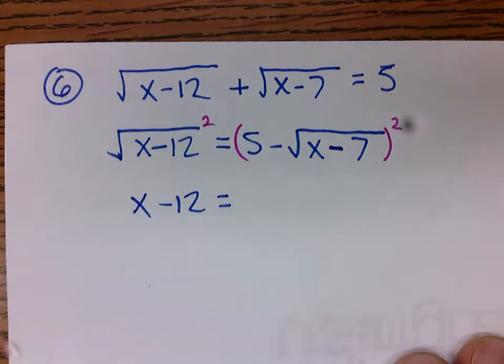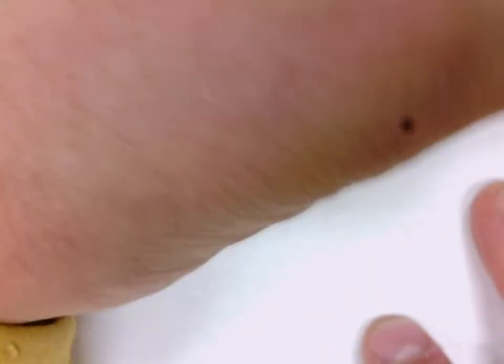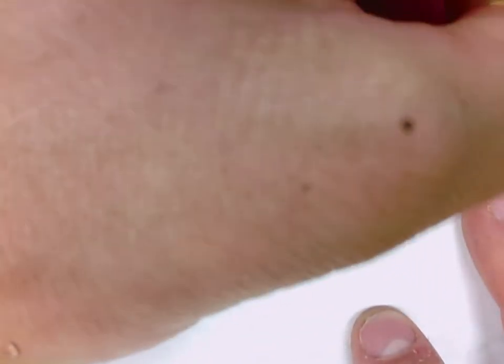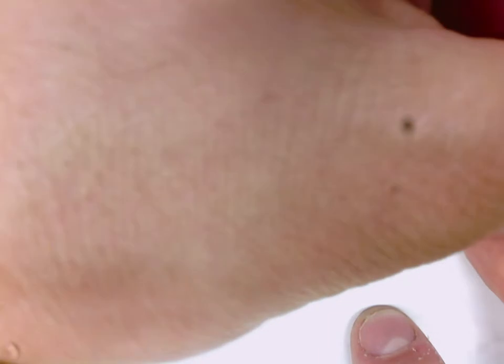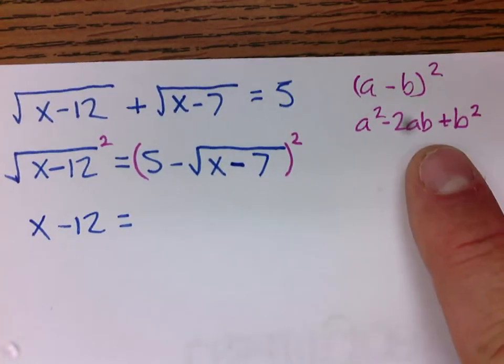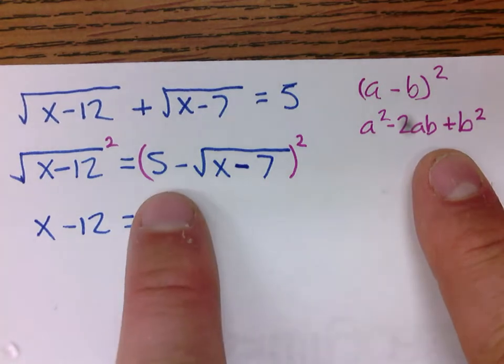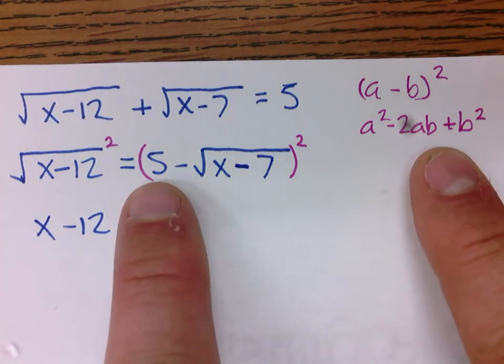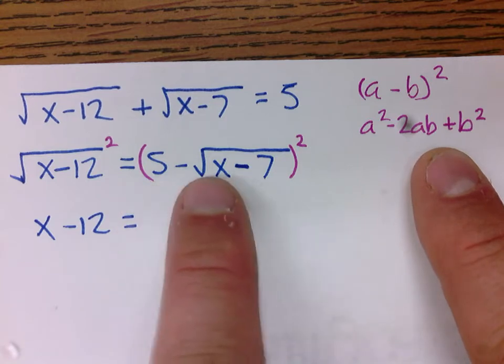Now, on the side, don't forget this pattern here. If a minus b is squared, then we have a squared minus 2ab plus b squared. Okay, so just on the side, keep that in mind. What's behaving like our a and our b here? Our a is 5 and our b is this square root.